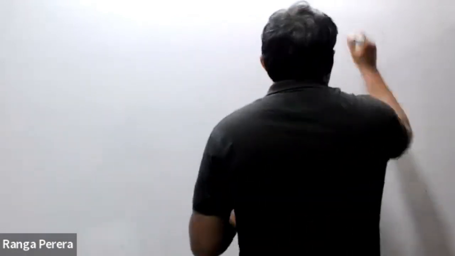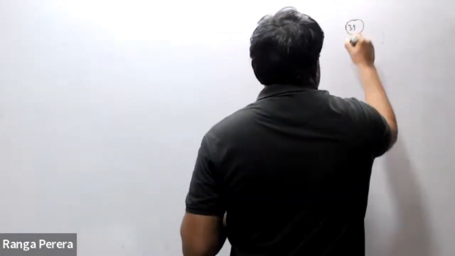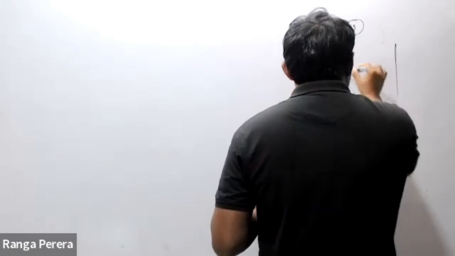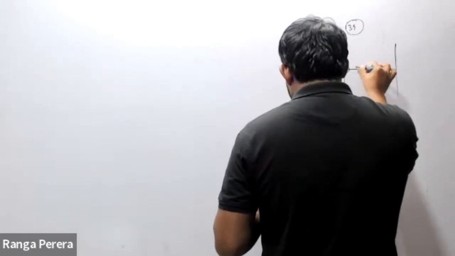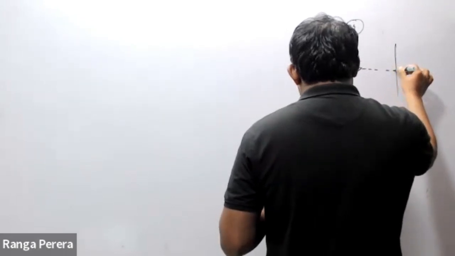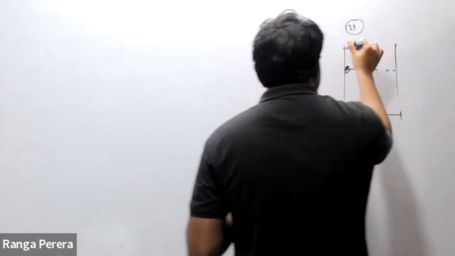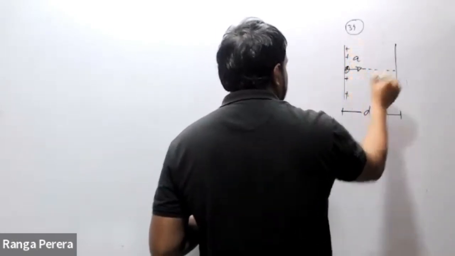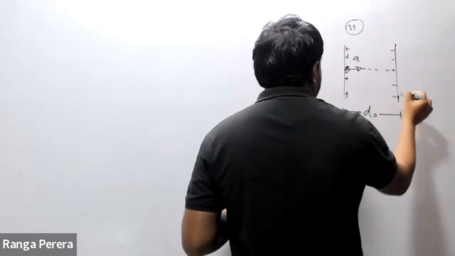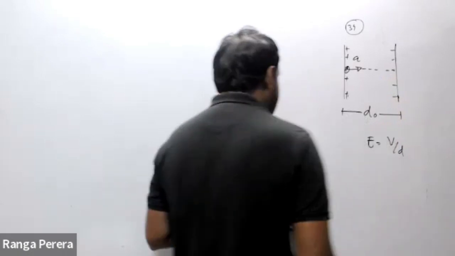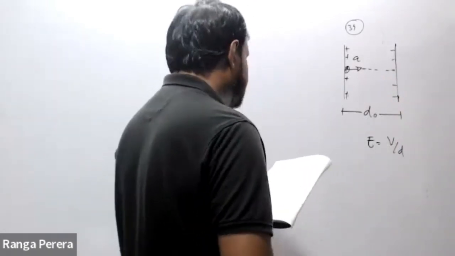Right. Question number 39. We have the distance as d naught. The particle is released at this point, plus q charge. The voltage is given. This is a positive plate. It is connected with the positive terminal, so it's a positive plate. This is a negative plate. Electric field intensity is V divided by D. We know that, V divided by D.